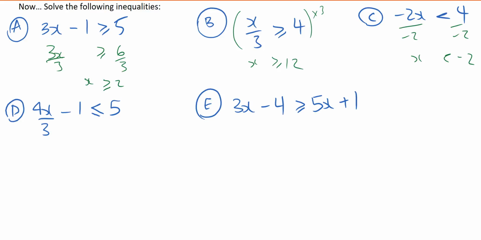The reason why it's wrong: x times negative 2 has to be less than 4. So what could x be? Could x be 0? Negative 2 times 0, what's that? That's less than 4, so x could be 0.